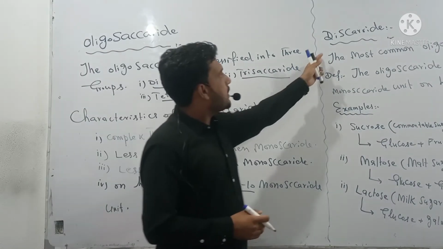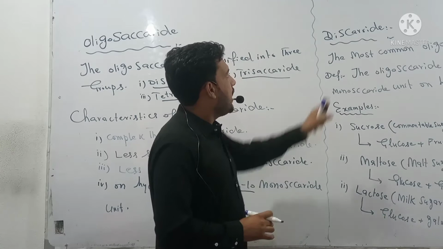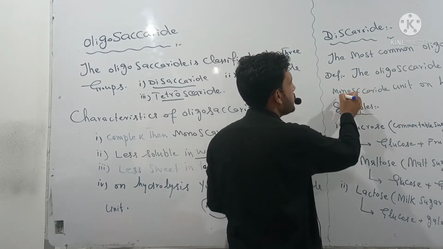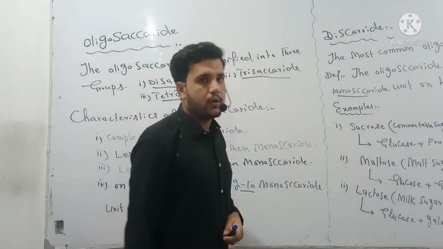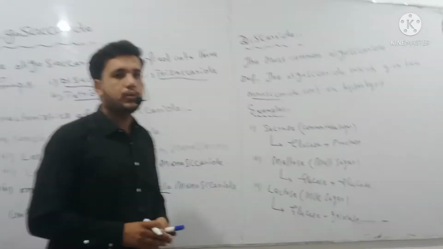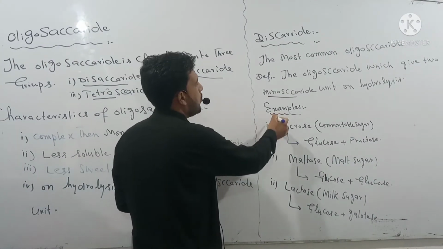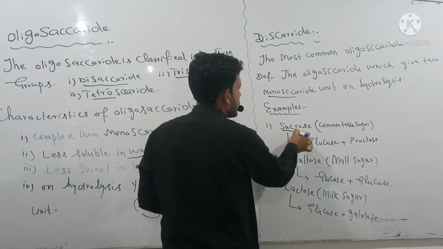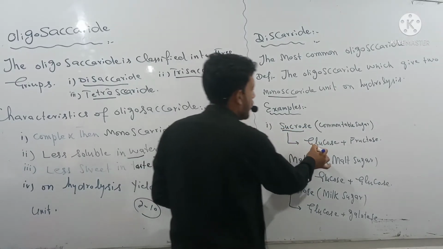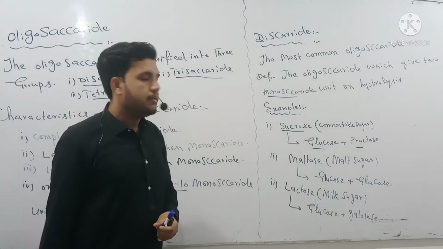Now, the disaccharide. The most common oligosaccharide is the disaccharide, and we define a disaccharide as an oligosaccharide which gives two monosaccharide units on hydrolysis. If we hydrolyze a disaccharide, it will give two monosaccharide units. An example is sucrose. On hydrolysis, sucrose gives two units, glucose and fructose. Sucrose is known as common table sugar.